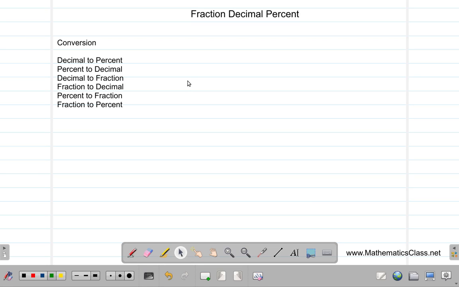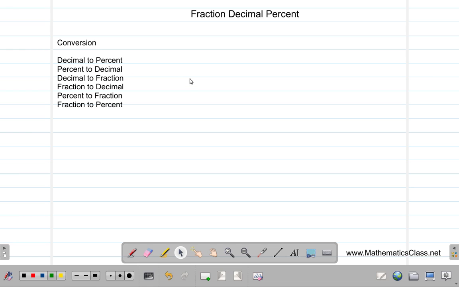Alright people, we're back at it again. We're going to continue fraction, decimal and percent, right? But this time what we're going to do is look at some conversion between fraction, decimal and percent, alright?